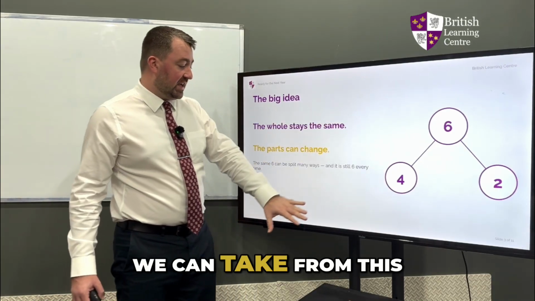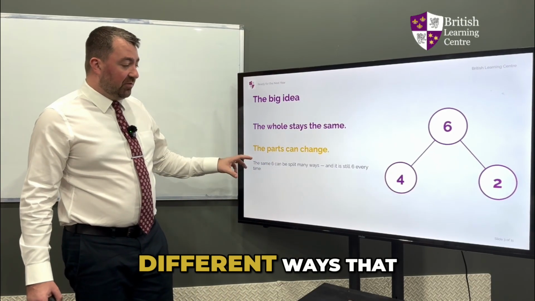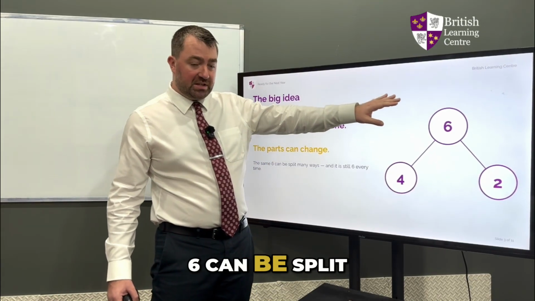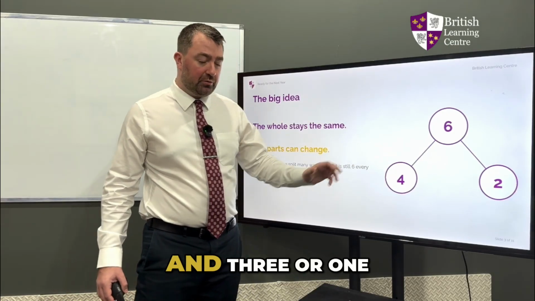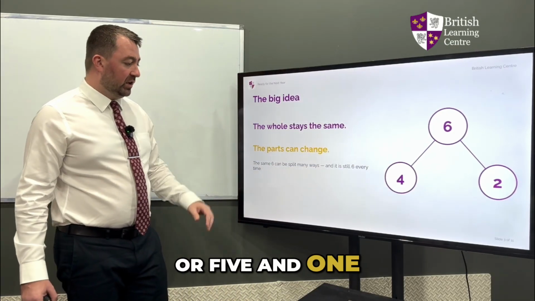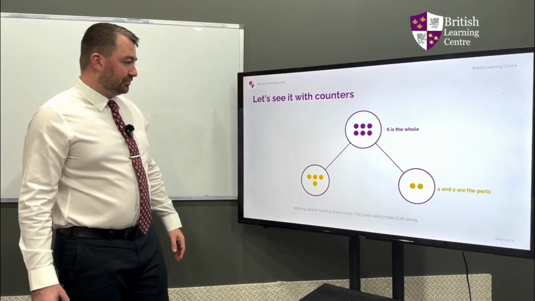There's quite a lot we can take from this, okay? Different ways that in this example, 6 can be split with 4 and 2. Of course, it could be 3 and 3 or 1 and 5 or 5 and 1 as well.